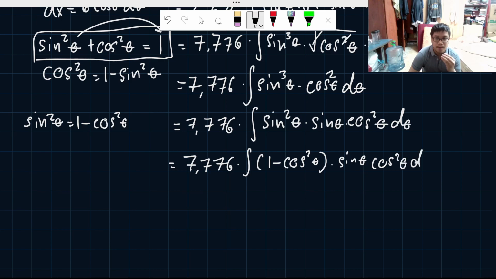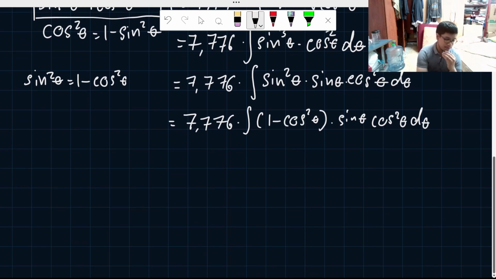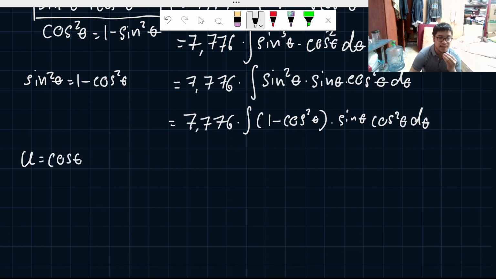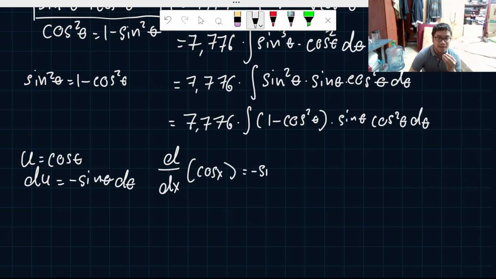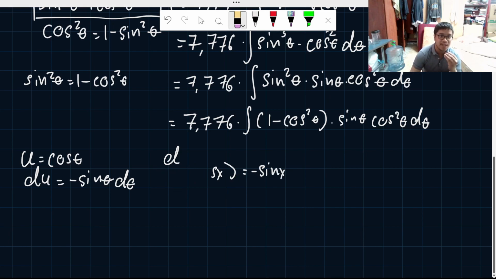There we go. Now here, I will use u substitution. I will let u be cosine theta. Getting the derivative of u will give you negative sine theta d theta. Remember that the derivative of cosine is negative sine. Hence, you have negative sine theta as your answer, and don't forget to put d theta.